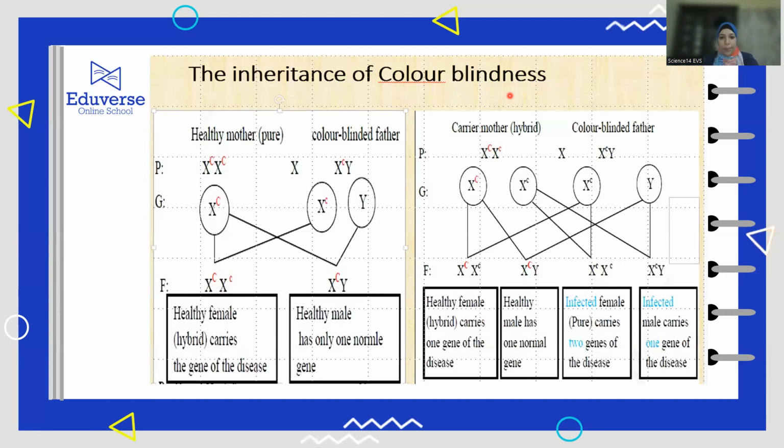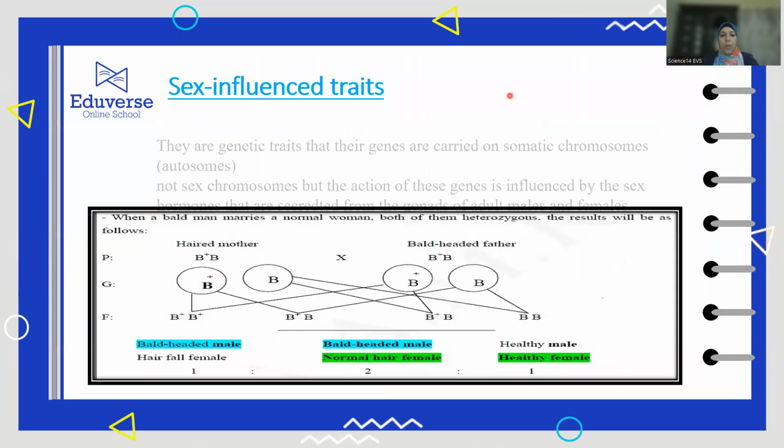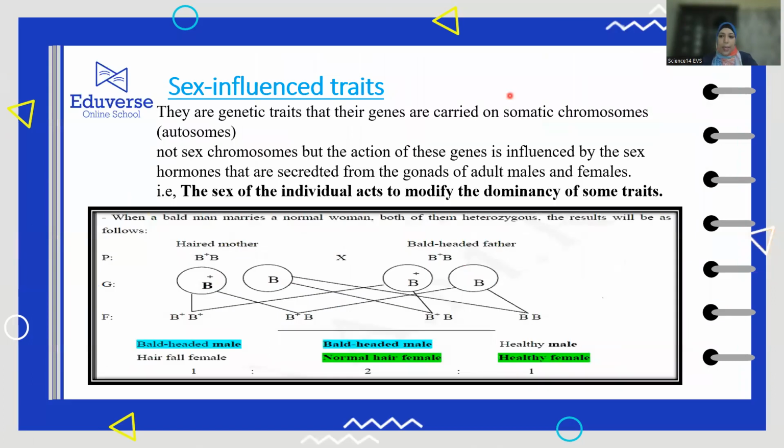Okay, now we will talk about another exception, which is the sex-influenced traits. Sex-influenced traits are traits whose genes are carried normally on the somatic chromosomes, the autosomes, but the action of these genes is affected by sex hormones, male or female hormones, like baldness in men and the presence of horns in cattle.